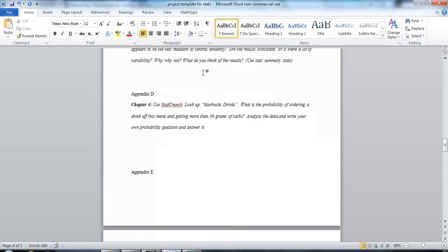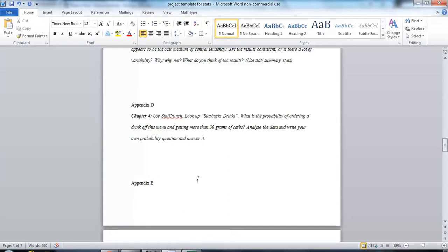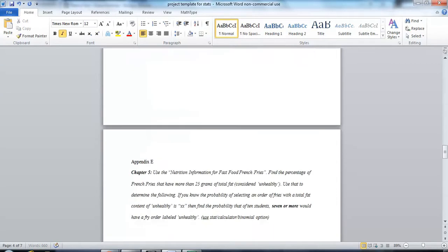Please make sure your StatCrunch work is copied and pasted into this. I do not just simply want an answer, I want to see your work. And when there are questions here, they need to be answered. For example, what do you think of the results? What would be your decision as a researcher about those results? Okay. Chapter 4, don't miss this part. It says write your own probability question. What's something that you would want to know now that you've seen that data?